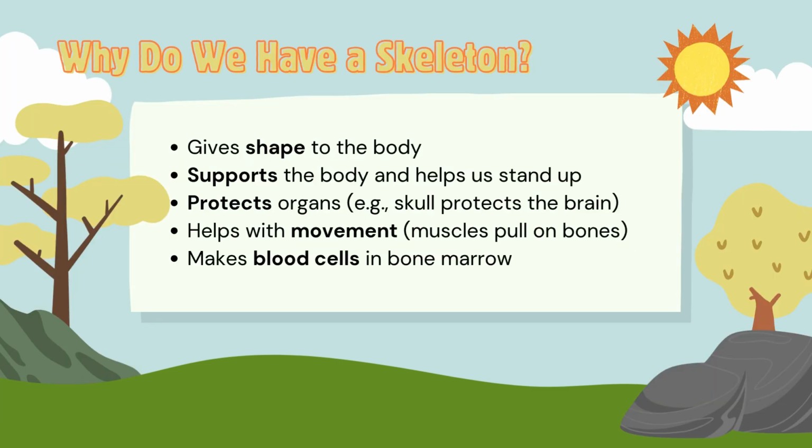Without our skeletons, we'd be like jelly. It gives us structure and protects important parts like the heart and the brain. Our rib cage protects our heart and lungs. If something happens to our lungs or heart, we can die. So the rib cage goes around the important organs, and that's how we stay safe.